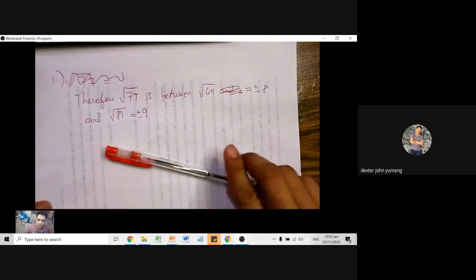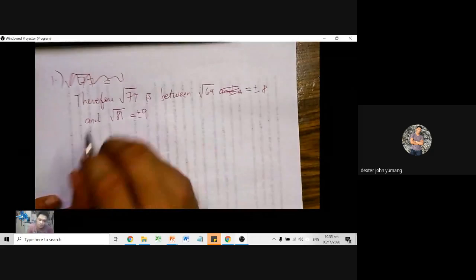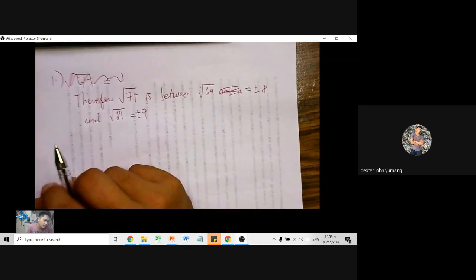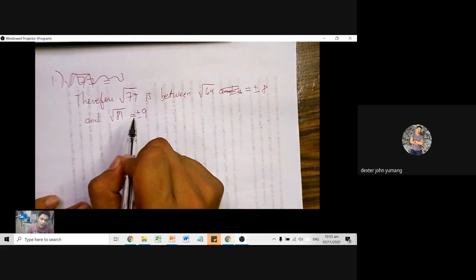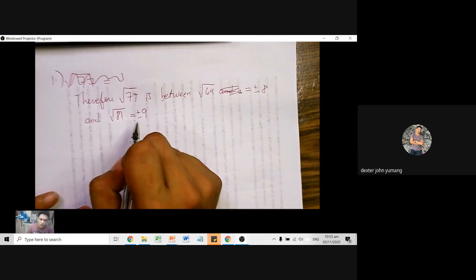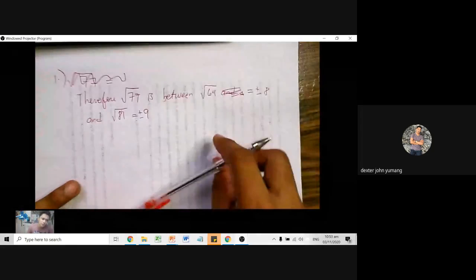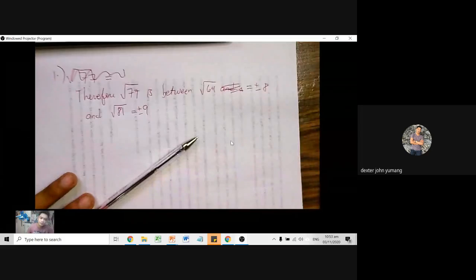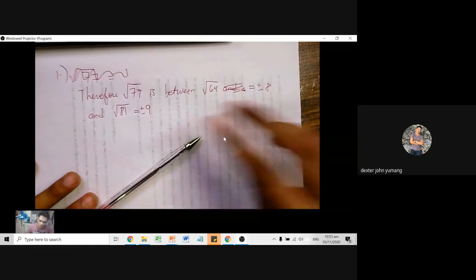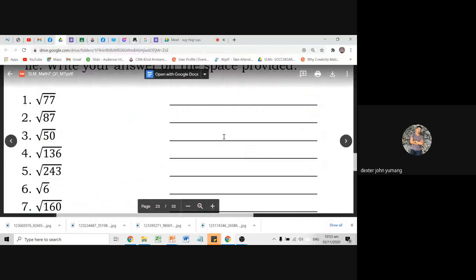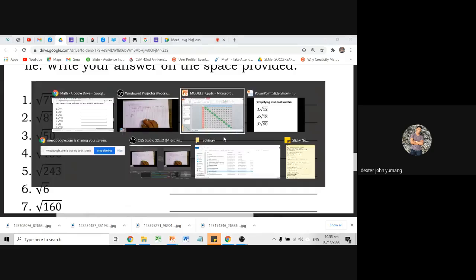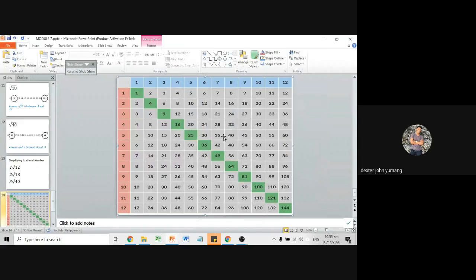Now, pwede po ba sagutan ng walang plus minus? Considered po yan ngayon. Pag walang plus minus, considered po yan. So, dati po, hindi po talaga kailangan talaga lagyan ng plus minus. Pero nowadays, okay na po siya. Accepted po siya sa mathematics. Next, number 2. Square root of 87. Saan between si square root of 87? Tingnan nyo sa inyong multiplication table.